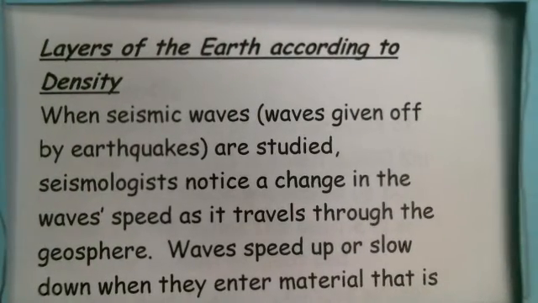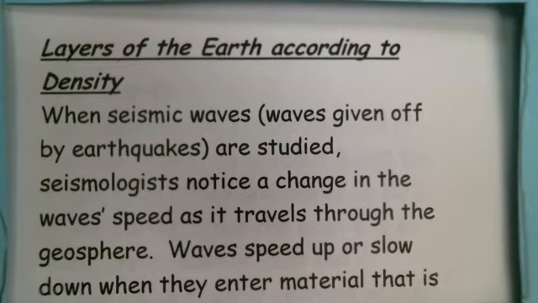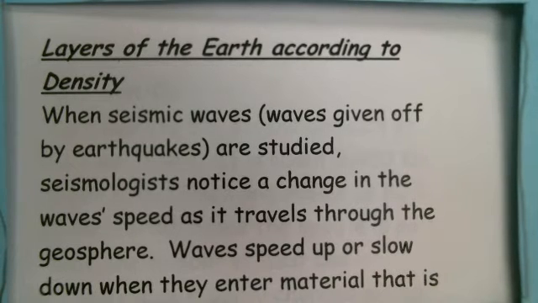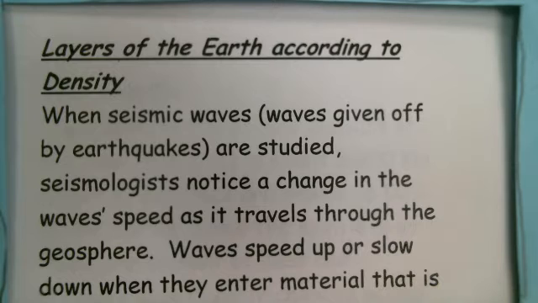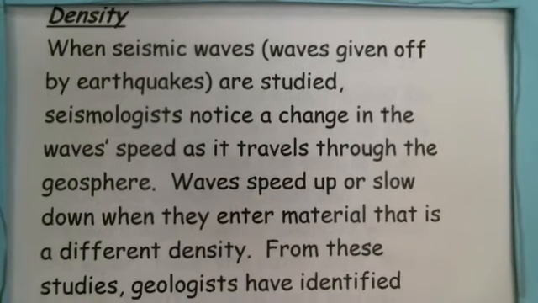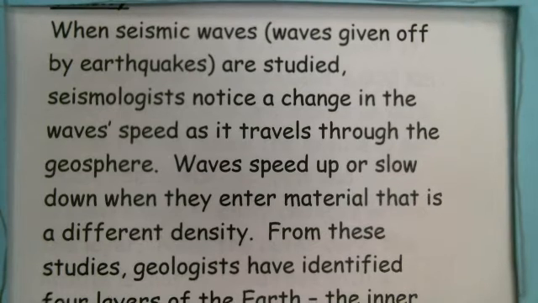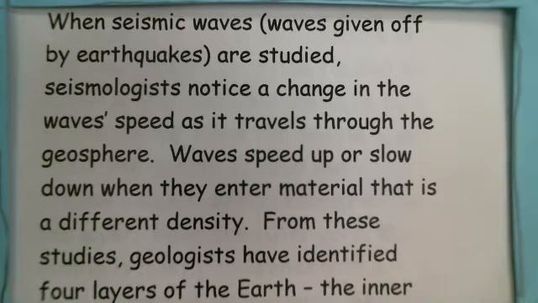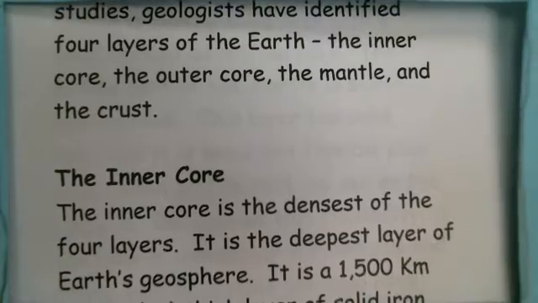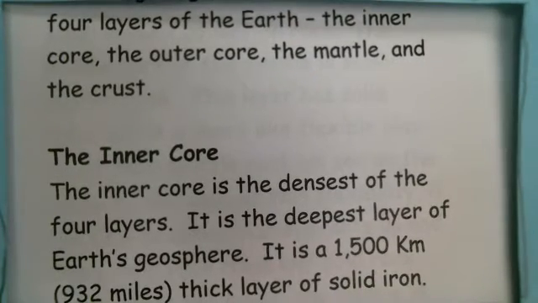Layers of the Earth according to density. When seismic waves, that is, waves given off by earthquakes, are studied, seismologists notice a change in the wave's speed as it travels through the geosphere. Waves speed up or slow down when they enter material that is a different density. From these studies, geologists have identified four layers of the Earth: the inner core, the outer core, the mantle, and the crust.